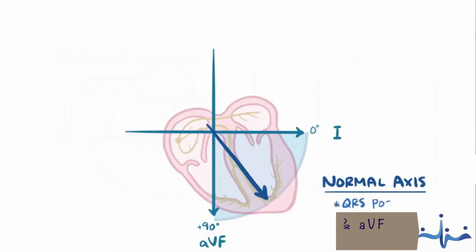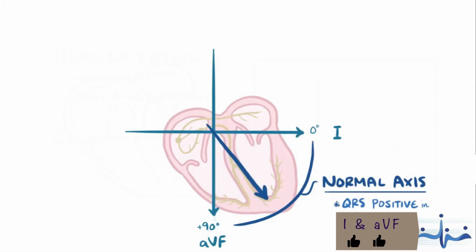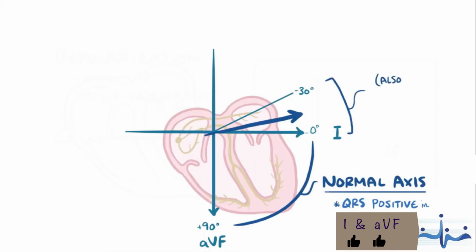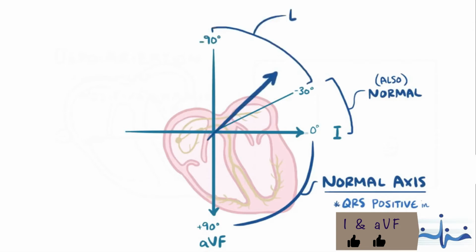If it's positive or up on an ECG in lead 1 and AVF, you can imagine that's like seeing 2 thumbs up, meaning that everything's okay. If the vector's positive in lead 1 and negative in AVF, then it's in this quadrant, and it could also be normal if it's between 0 and negative 30 degrees. If it's between negative 30 and negative 90 degrees though, it could be considered left axis deviation.